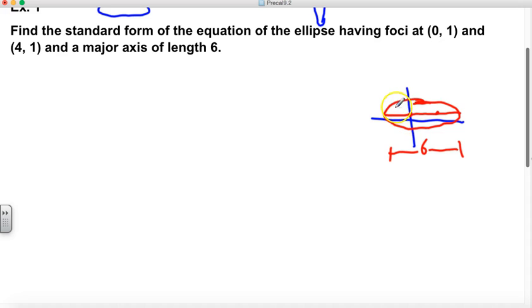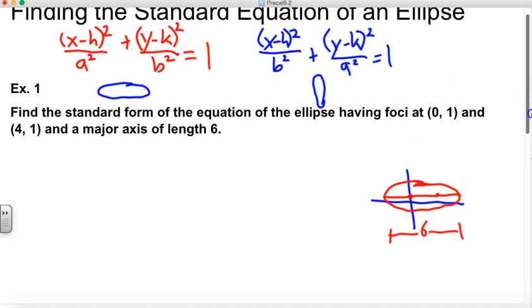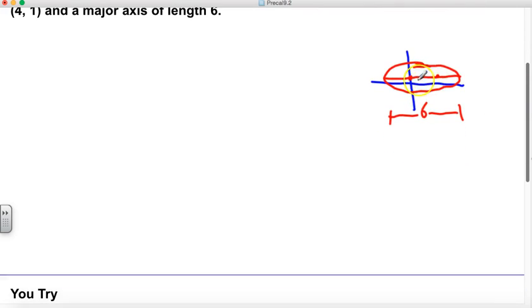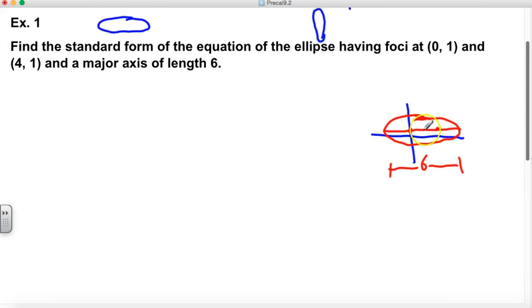Okay. So what we need to find is the center. That's what H and K are, right? H, K represents the center. And then we need to know the values of A and B. So let's find the center. If we know the two foci, the center is going to be halfway in between those foci. So what we need to do is take these values and find the midpoint. To find a midpoint, you add up the values and divide by 2.